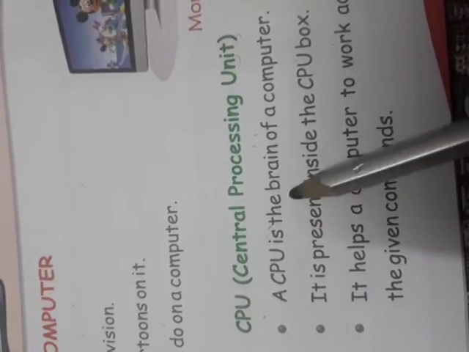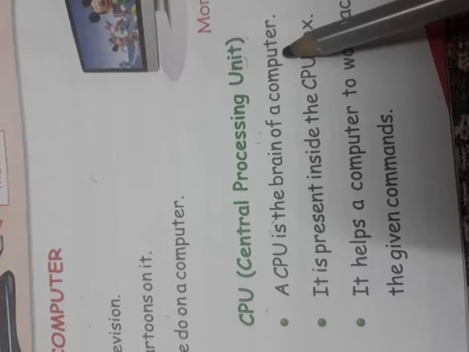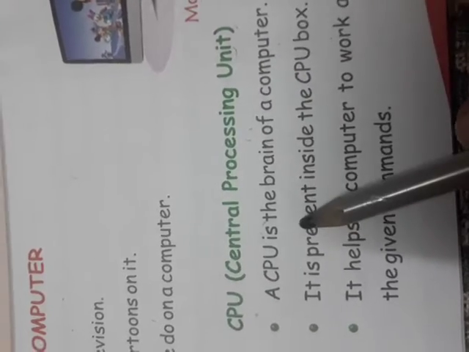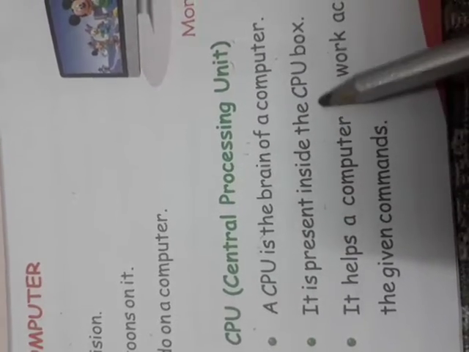CPU. CPU is very important. You should know the full form of CPU, which is Central Processing Unit. You have to learn these entire spellings, okay? Central Processing Unit. And you know that CPU is the brain of computer, right? CPU helps all the other parts to work. So CPU is the brain of computer. And it is present inside the CPU box, and it helps a computer to work according to the given commands.